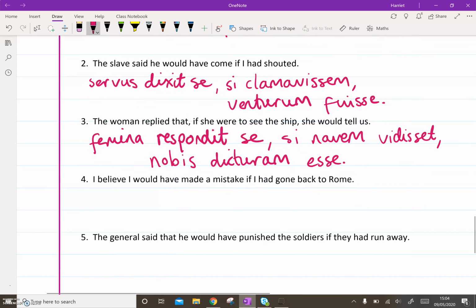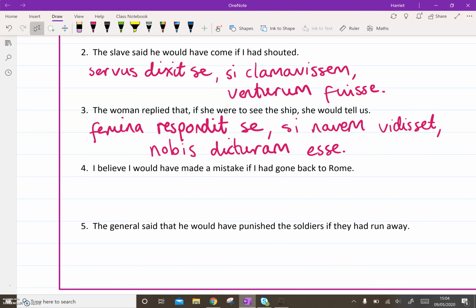Okay, number 4, I believe I would have made a mistake if I had gone back to Rome. So I believe that I, so the accusative of I is me, would have made a mistake. So let's sort out the if I had gone back to Rome bit first. So I believe that if I had gone back to Rome, so that's quite obviously pluperfect.